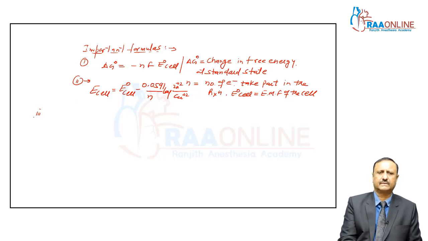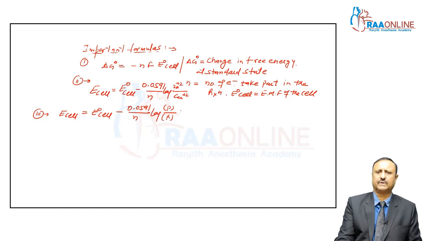Now we can see the third formula. Here E cell equals E naught cell minus 0.0591 upon n log, this is the product upon reactant. It means that this equals Kc. You can also find out the equilibrium constant Kc by this EMF of the cell.